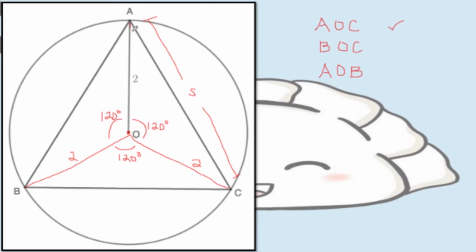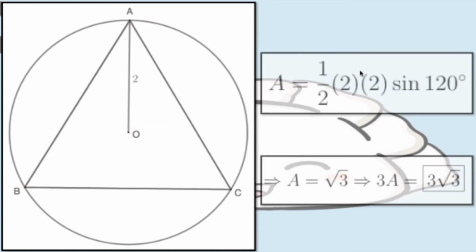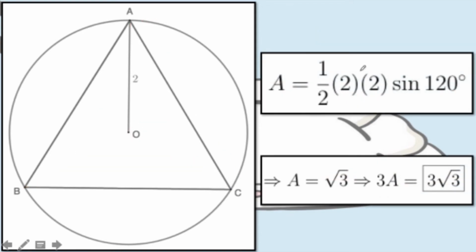Because I have two sides, let's take the case in triangle AOC. I have AO and OC, and I have the angle in between. In triangle BOC, I have BO and OC and the angle in between. In triangle AOB, I have AO, BO, and the angle in between. And in fact, these three triangles are congruent. So we can just get one of the areas and then multiply it by 3. So let's do that.